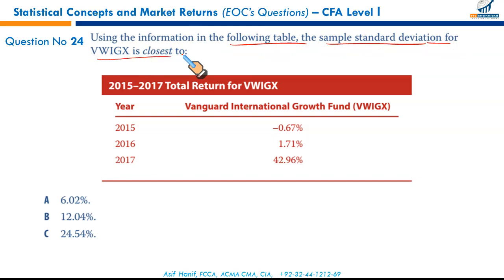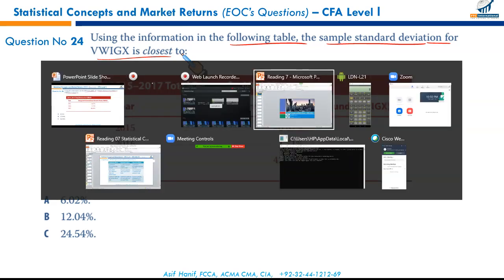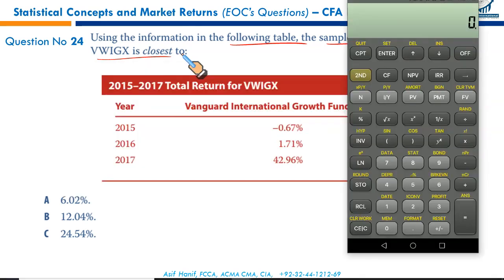Using the information in the following table, the sample standard deviation for WVWIGX is closest to. Now this is something that you can do using your financial calculator, standard deviation, and this is how we can calculate. We have been given the data and we can calculate standard deviation. Standard deviation for the sample, don't forget that.